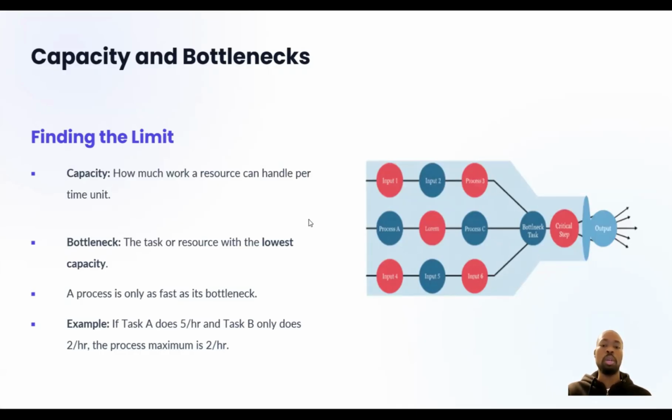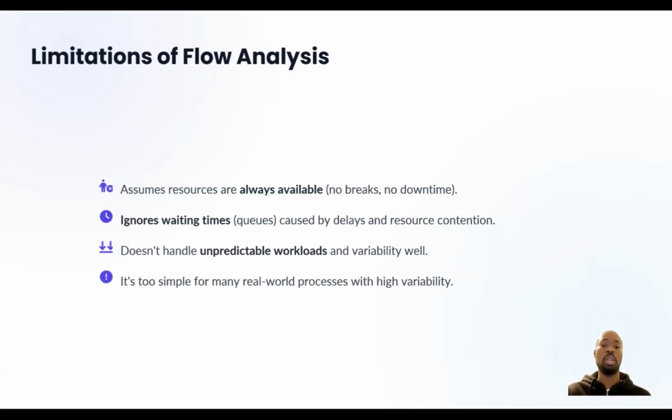The chapter also explains the limitations to flow analysis. While flow analysis is simple and intuitive, it has its limitations. It assumes all resources are always available, that is, no breaks and no downtime. It also ignores the waiting time caused by queues and delays, and it doesn't handle unpredictable workloads well. So while variability and waiting matter, we turn to queuing analysis.